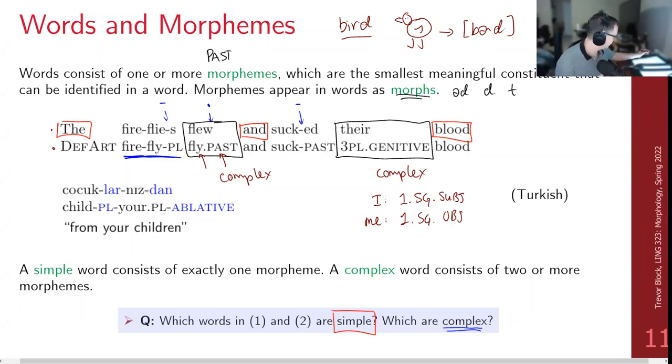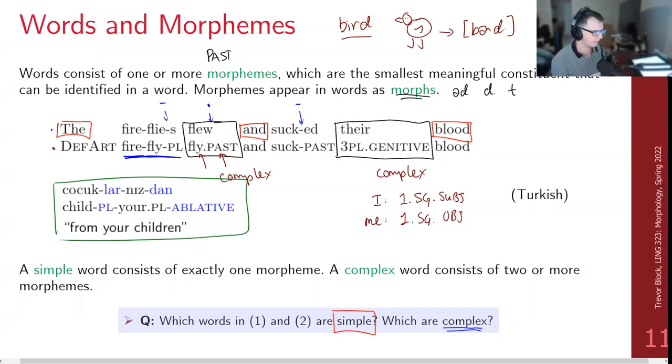Now, what about, say, the Turkish example from your children? In this case, when we ask ourselves about the word, we see all these dashes connecting things. So we treat this entire thing as one word. And this would also be complex. My advice to you, because this is a very easy trap to get into, is to remember that this translation is not saying anything about the morphology or about the syntax. The translation is only giving you meaning. So in English, this is a prepositional phrase, from your children. In Turkish, this is not a prepositional phrase. This is a one-word noun that has the meaning of a prepositional phrase in English.